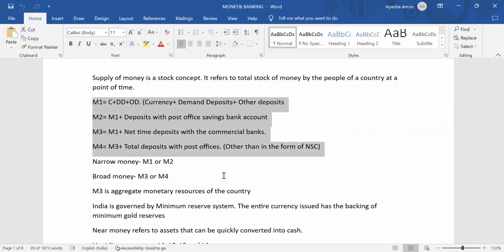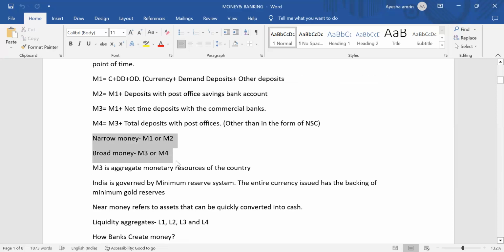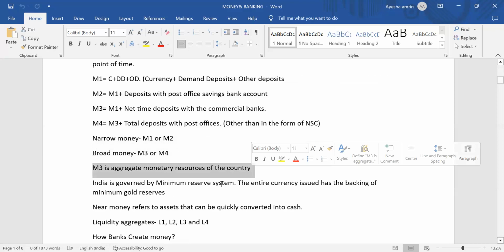Now narrow money. Remember, there are two kinds of money, very, very important. Narrow money is said to be M1 or M2. Broad money is said to be M3 plus M4, because M3 and M4 include the commercial bank deposits along with deposit schemes in the post office. And M3 is the aggregate money resources of your country. All the money resources present in the country, it is M3.